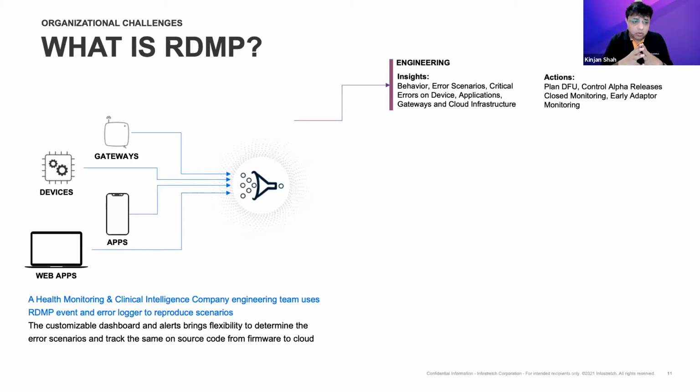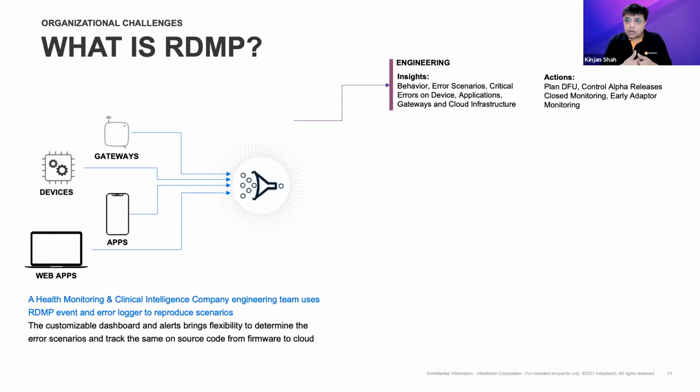And don't forget, we are not talking about problems at just one of these levels. We are talking about problems at the device level, or application level, or gateway level, or web application level, right? We want to understand where this happens and what are the patterns in which this is happening. They want to take some actions, like planning the DFU. DFU is basically device firmware update remotely, right? Some of them call it FOTA, which is firmware update over the air.